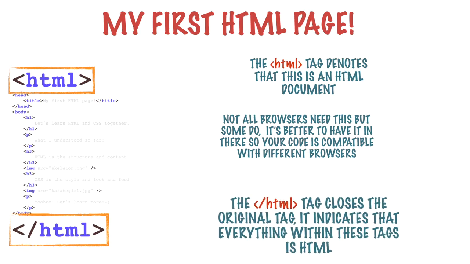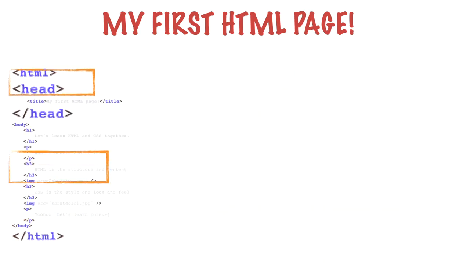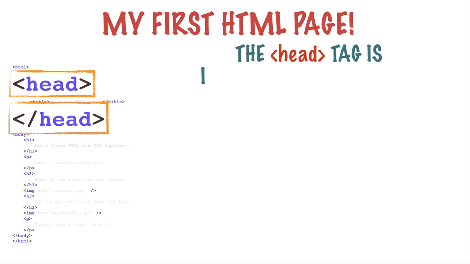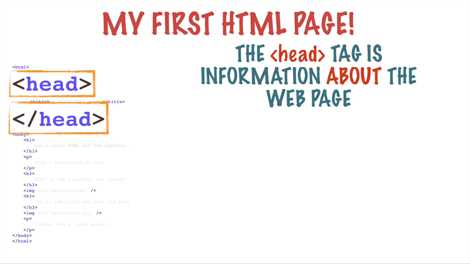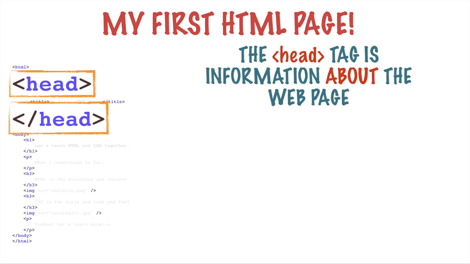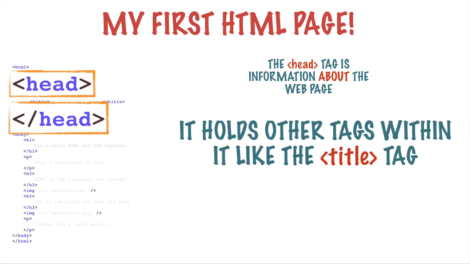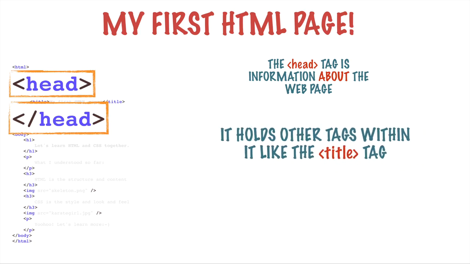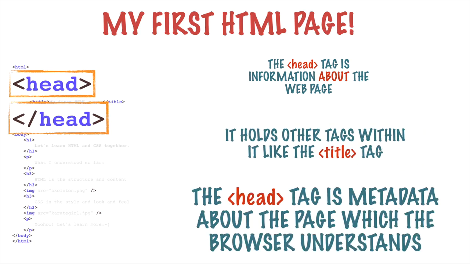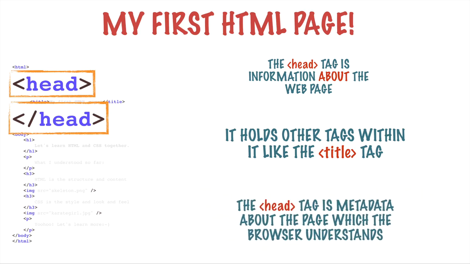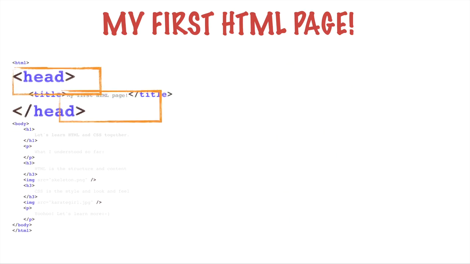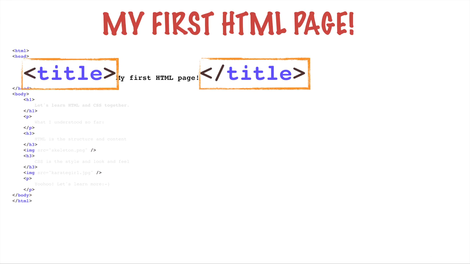Next, the first thing that we see within the HTML tags is the head tag and its corresponding closing tag. The head tag contains information about the web page. This is information which is called metadata. Meta meaning that it's about itself. The metadata is what helps the browser understand what other stuff is contained in the page. The head tag, for instance, includes the title tag, which specifies what title is going to appear in the browser. Again, the head tag is metadata about the page, and the browser relies on this metadata to accurately render the page.